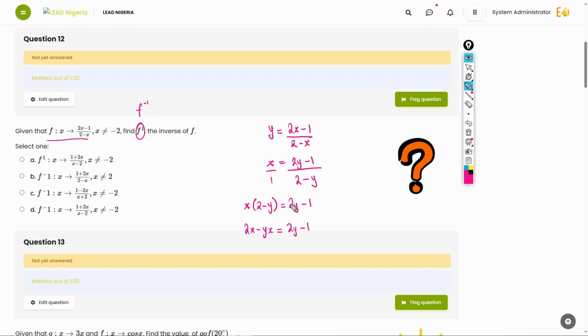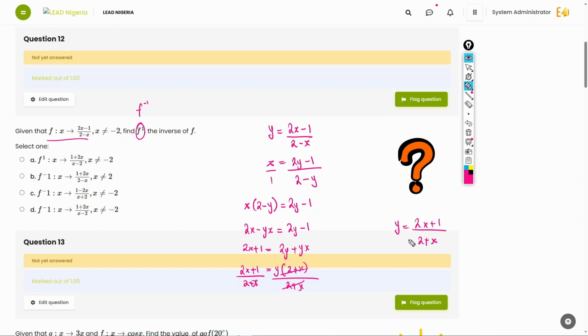Okay, so we're trying to make y the subject of the formula. So if I move things around, I would have 2x plus 1, if I take the 1 over to join 2x, is equal to 2y plus yx. So I can now factor out y. So y bracket (2 plus x) is equal to 2x plus 1. And then I can divide both sides by 2 plus x. Alright, so I would have y is equal to (2x plus 1) over (2 plus x).